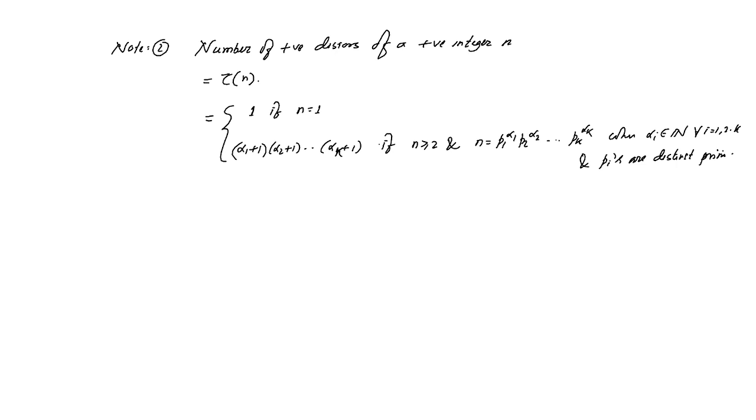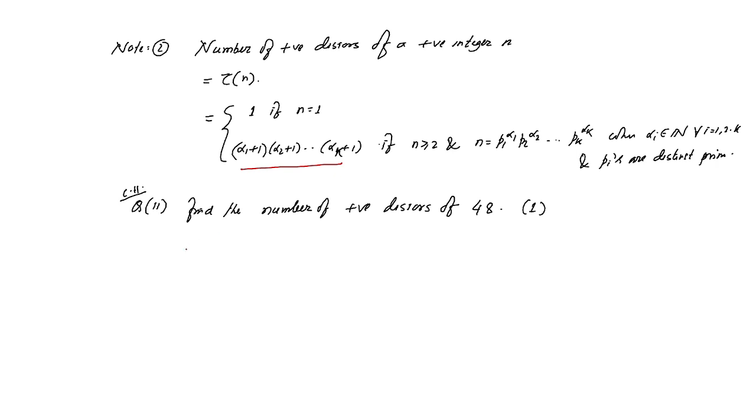Now we'll come to the problem. You have asked question number 11: find the number of positive divisors of 48. So maybe this is a 1 mark question. How to solve? 48 is greater than or equal to 2, so we can use this formula. So we have the solution. Here n equals 48.